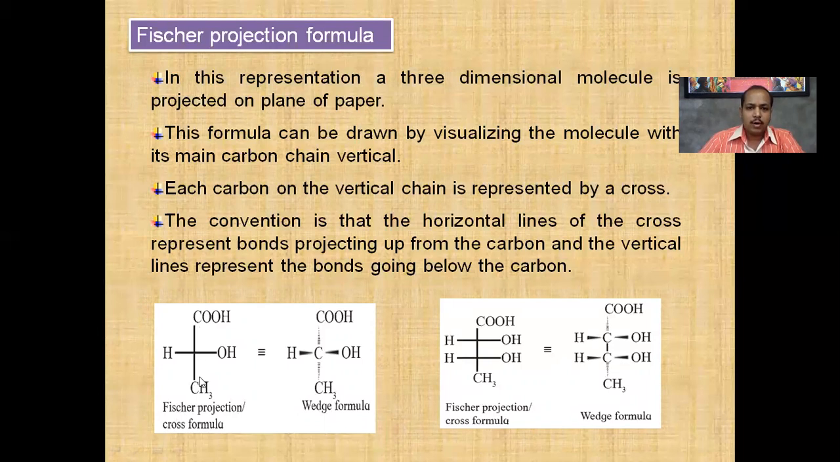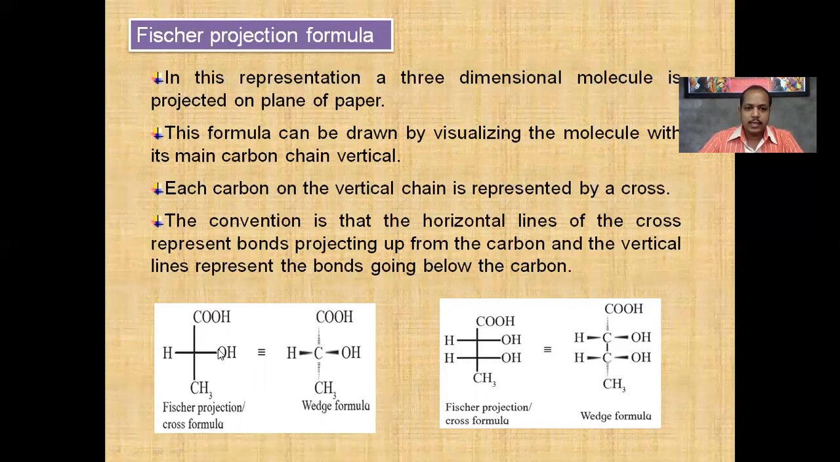Each carbon on the vertical chain is represented by a cross. You will observe the cross here. So here one carbon is present. The convention is that the horizontal line of the cross represents bonds projecting up. Look, this is the horizontal line, this is the vertical line.